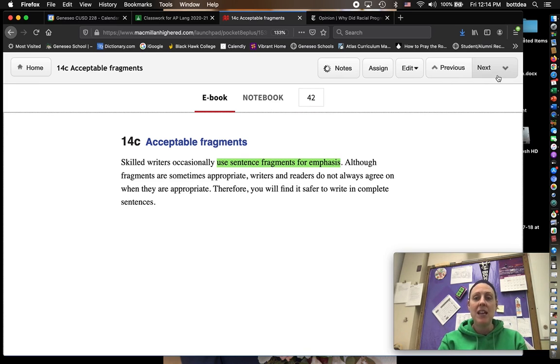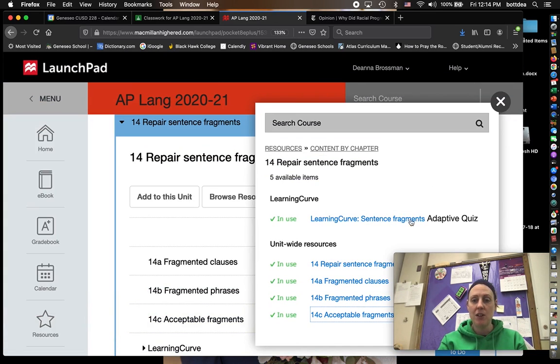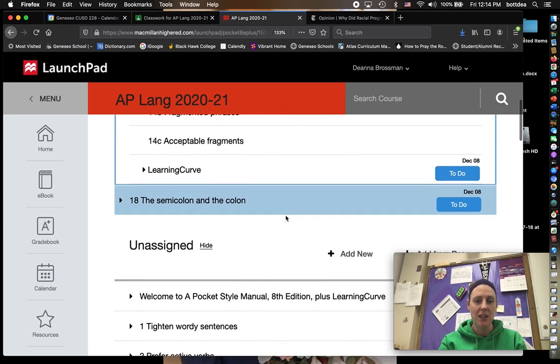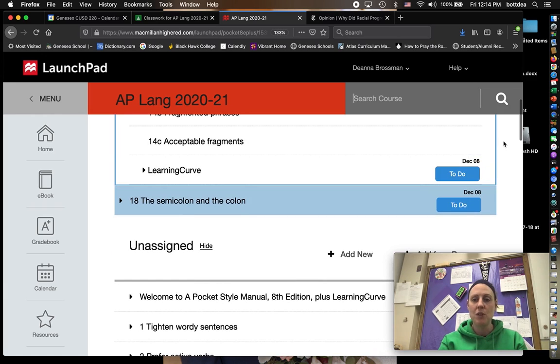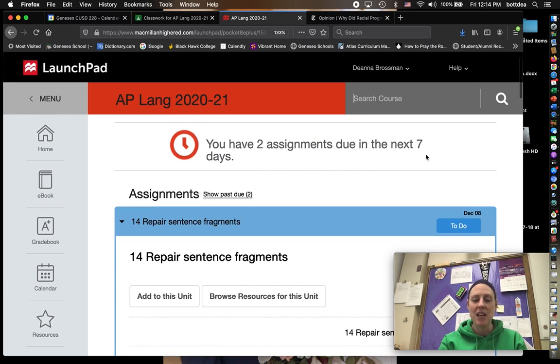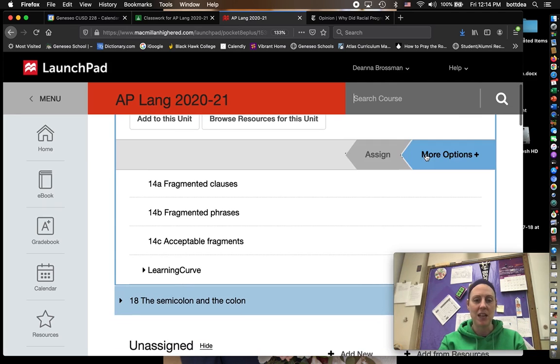So, now that you've taken a look either in the Pocket Style Manual, the book itself, or in this electronic version, now I want you to do the adaptive quiz. So right here, you can go to the adaptive quiz in this way, or you can get to it on the screen here through Learning Curve, to do, and you would do it. I'm in the teacher side of it, so I'm on the assigning side of it. It looks just slightly different from your side.